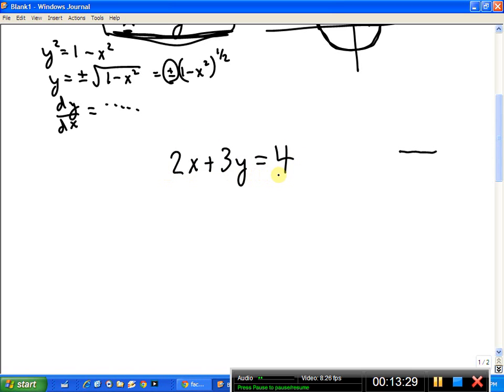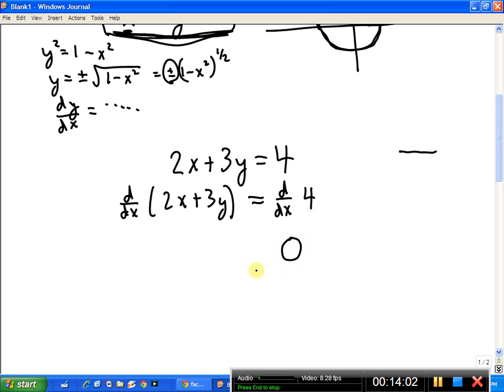I want to go ahead and say, if these two things are going to be equal to each other, couldn't I say then that the derivative of the left would be the same as the derivative of the right? After all, if these two things are equal, their derivatives are going to be the same. So what I'm saying is the derivative with respect to x of 2x plus 3y would have to be exactly the same as the derivative with respect to x of 4. Now obviously the derivative with respect to x of 4 is 0.